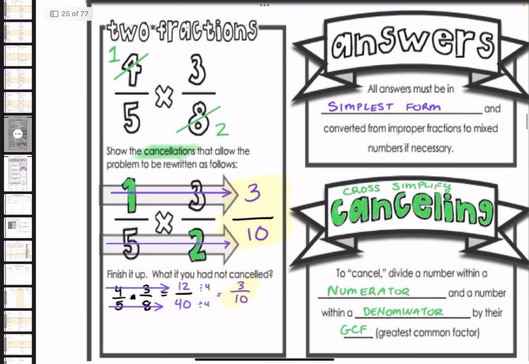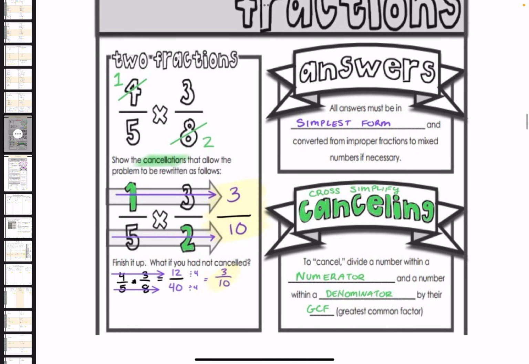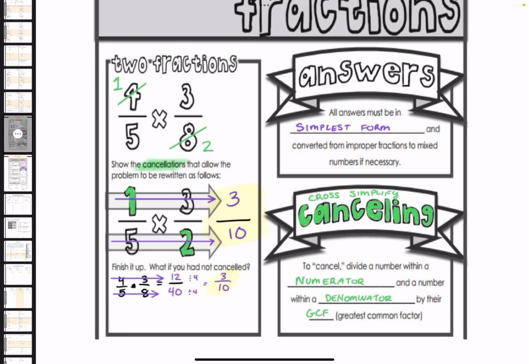We notice that we'd have to simplify later. So you have the options. Something called cross canceling allows us to see that we can divide numbers, one in the numerator, one in the denominator, just like our notes say here. It is also called cross simplify. Okay, let's try a couple of examples in different formats of practicing multiplying fractions.